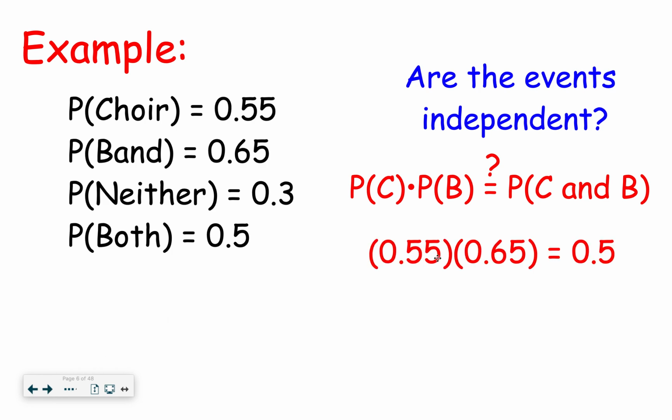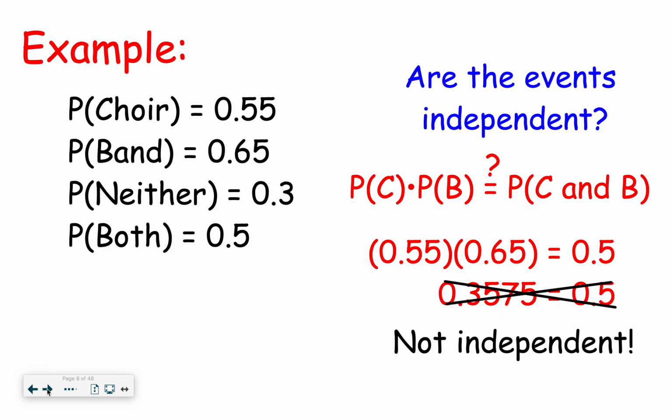So being in choir is 55%. The probability of taking band is 65%. And the probability of taking choir and band is 50%. So you can just see those numbers. They're all given. So this is pretty easy, right? Just plugging it in. If you grab your calculator and multiply 0.55 times 0.65, you get 0.3575. It's supposed to equal 0.5. So what does that tell you? It tells you that being in choir and being in band are not independent events.